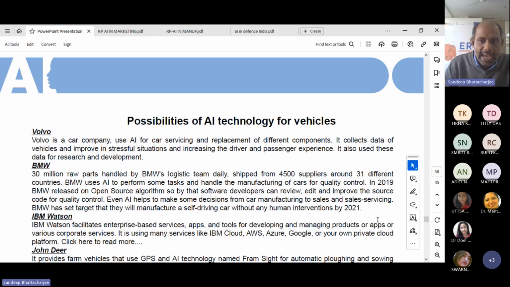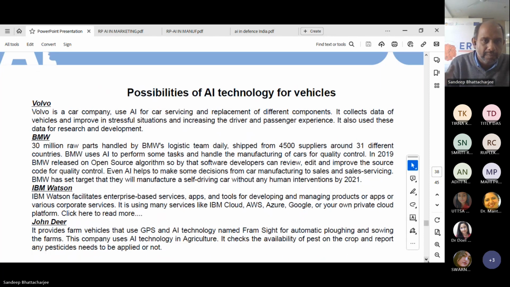Possibilities of AI with vehicles. Volvo is already using AI systems for different components. It collects data of vehicles and improves stressful conditions, and of course increases the driver and passenger experience. It is also using AI for R&D, research and development.